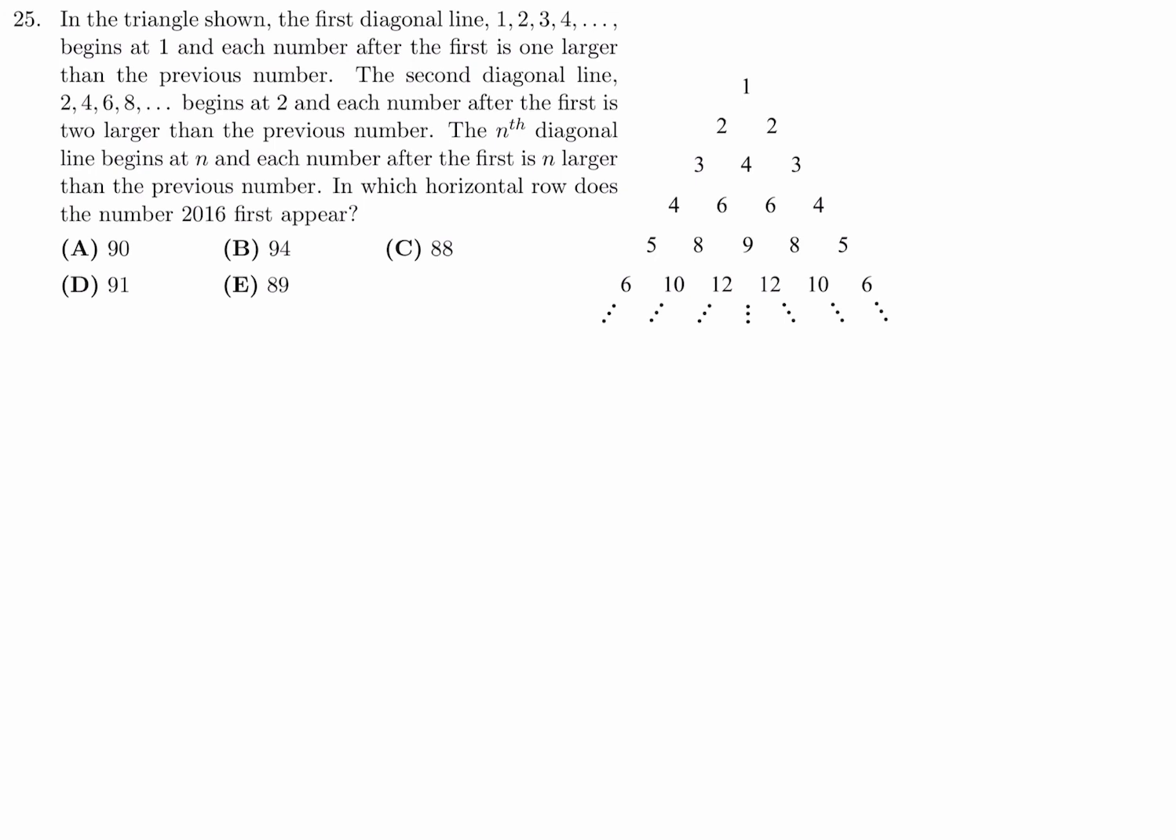In the triangle shown, the first diagonal line, 1, 2, 3, 4, begins at 1, and each number after the first is 1 larger than the previous number. The second diagonal line, 2, 4, 6, 8, begins at 2, and each number after the first is 2 larger than the previous number. The nth diagonal line begins at n, and each number after the first is n larger than the previous number. In which horizontal row does the number 2016 first appear?